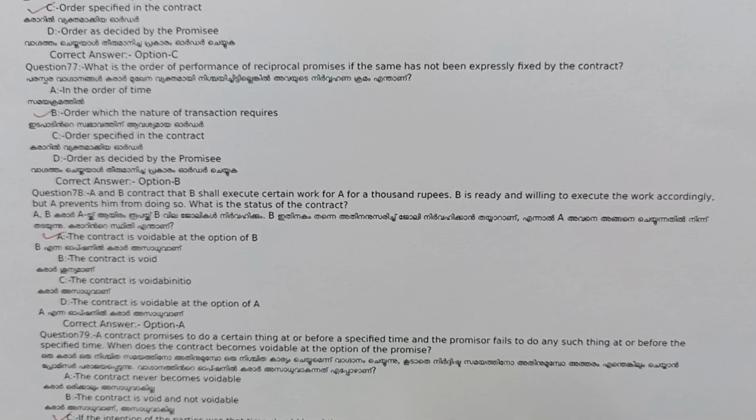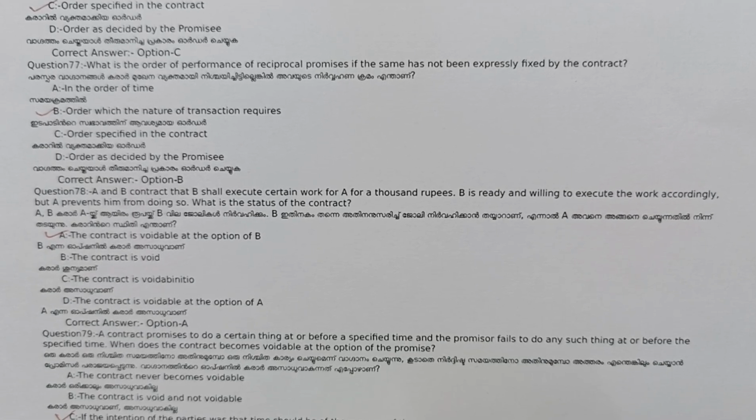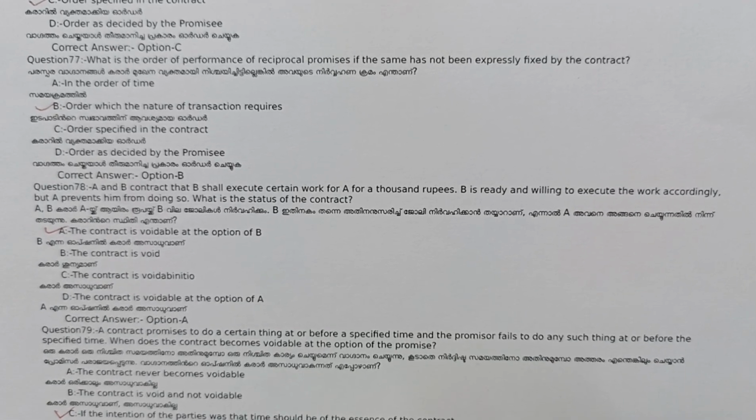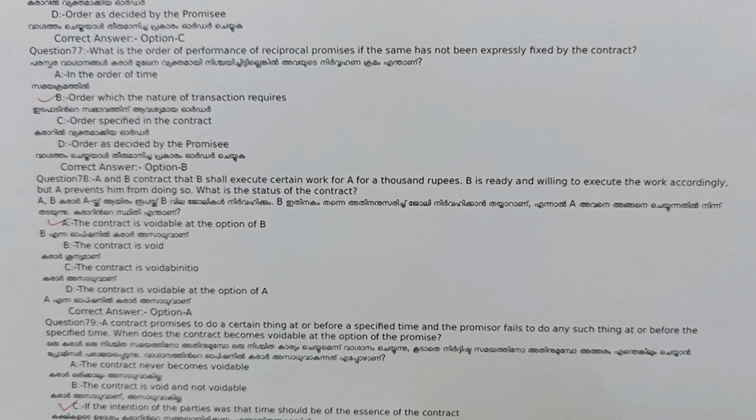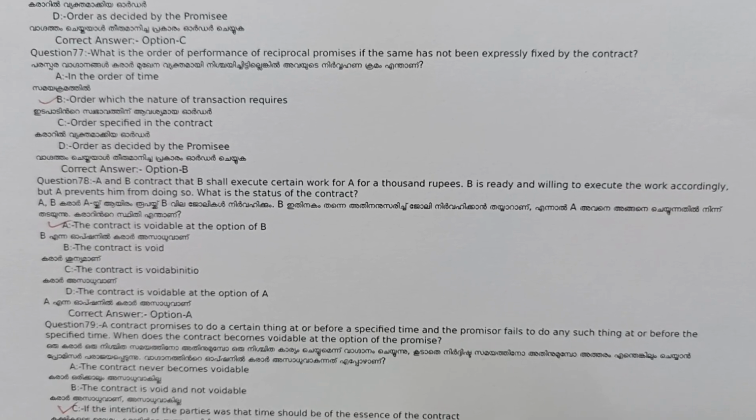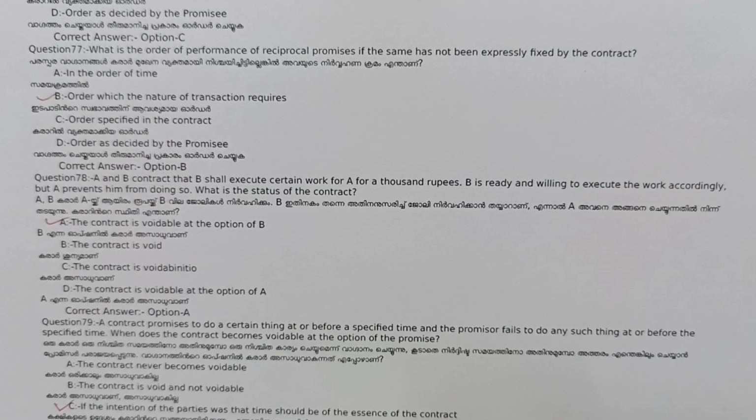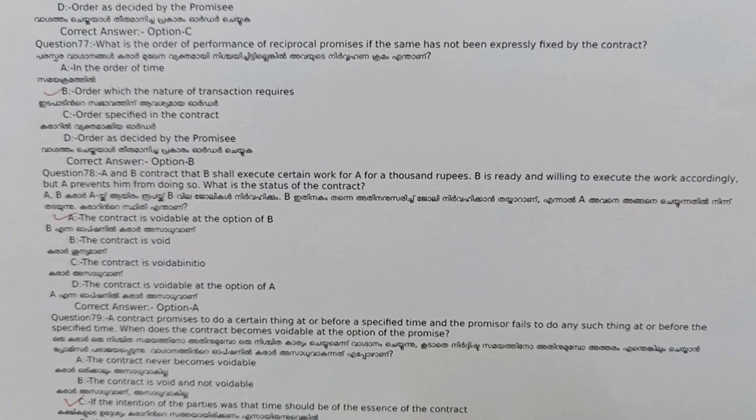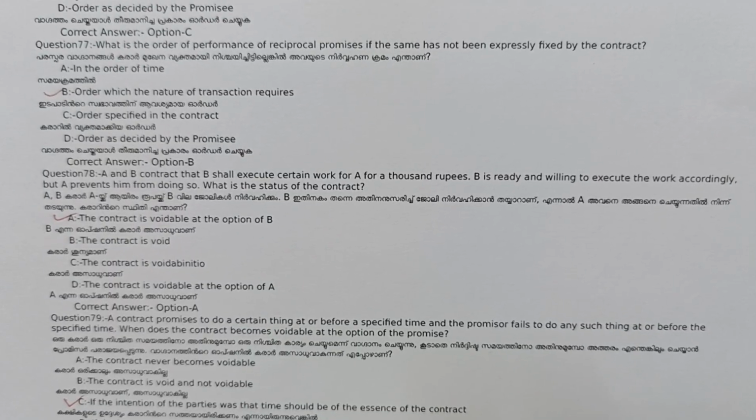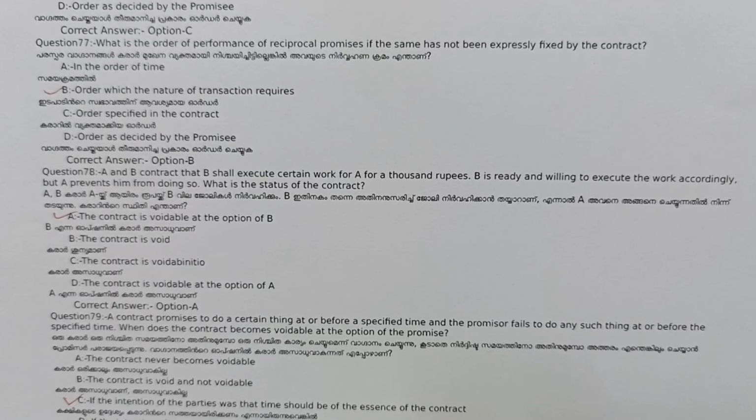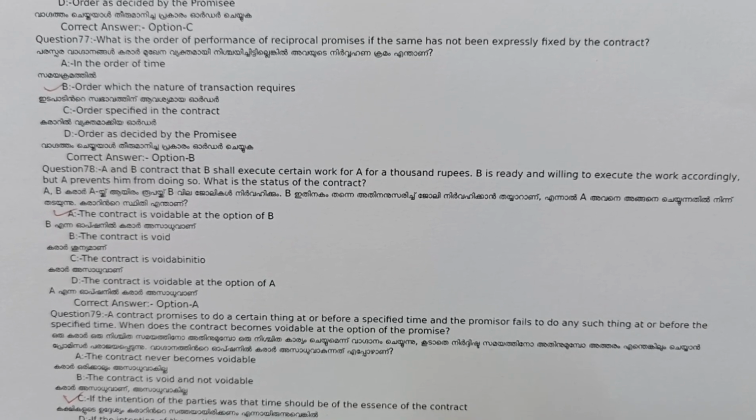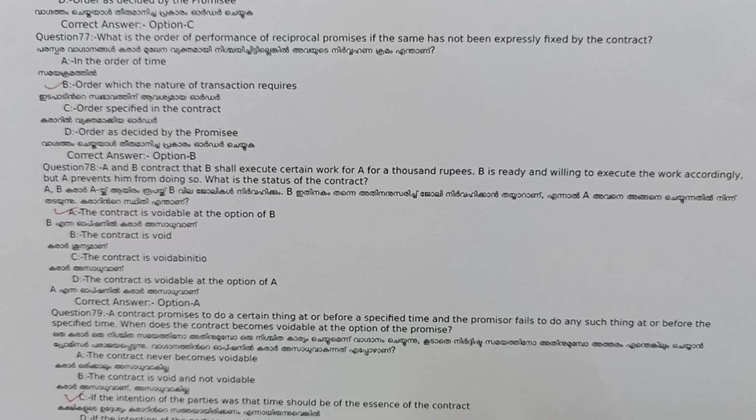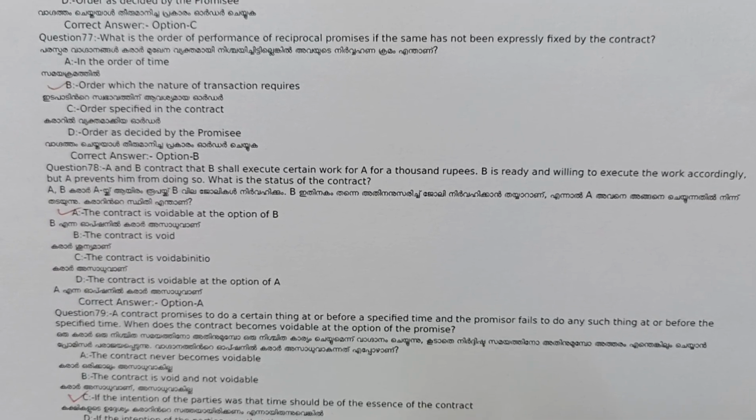Question number 78. A and B contract that B shall execute certain work for A for 1,000 rupees. B is ready and willing to execute the work accordingly, but A prevents him from doing so. What is the status of the contract? Answer: the contract is voidable at the option of B.